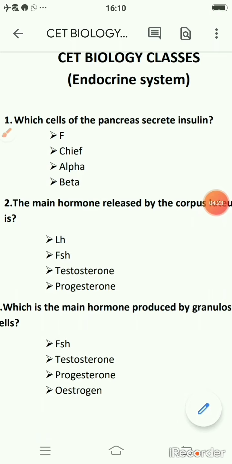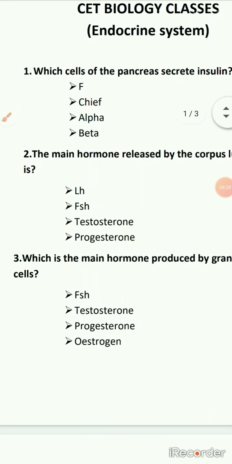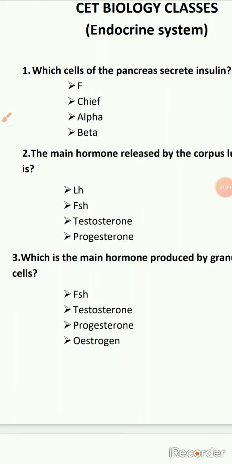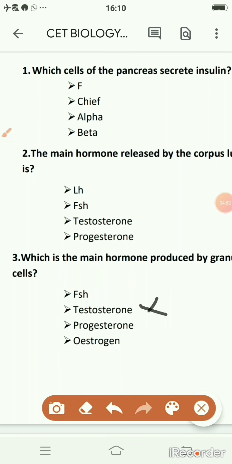Okay, let's move on to the third question, which is the main hormone produced by the granulosa cells. The first option is FSH. As I told before, FSH is follicle stimulating hormone. It is responsible for the development of follicles in the male as well as the female. Next option is testosterone. This is also not the right answer because it is produced only in males.